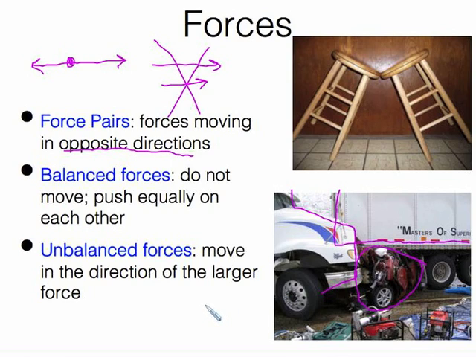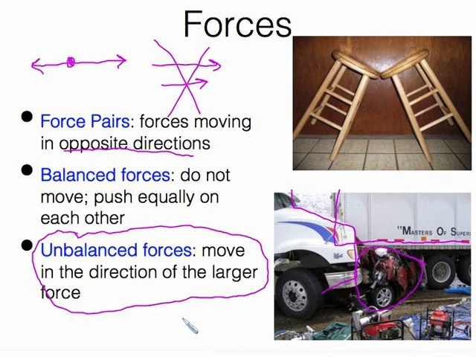Okay, the two girls fighting over the pillow is going to move in the direction of the larger force. This here is basically how the whole game of tug of war works. That's why you want the strongest people on your team, because you will pull on the rope harder, and your team will allow the rope to go more in your direction.